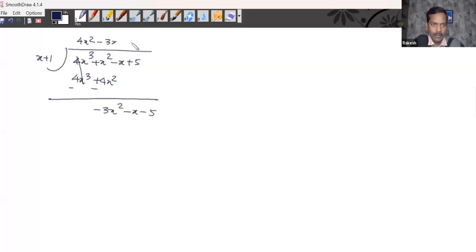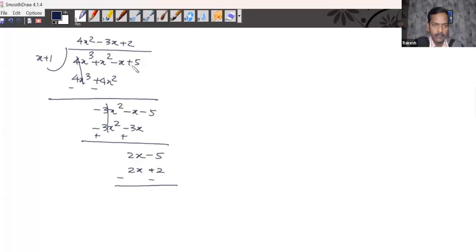Again, I should multiply it with minus 3x. So here it will be minus 3x square. This when multiplied will be minus 3x, right? The sign will be changing. So this will get cancelled out. I am getting 2x minus 5. The degree is 1 here, degree is 1 here, so we can proceed with the division. We need plus 2. So here it will be plus 2. This will be minus, this will be minus, right? So I'll be getting, I think I have done something wrong. Yes, this will be plus, guys, right? This is also plus. So this will get cancelled. Here I'll be getting 3. So 3 is the remainder.